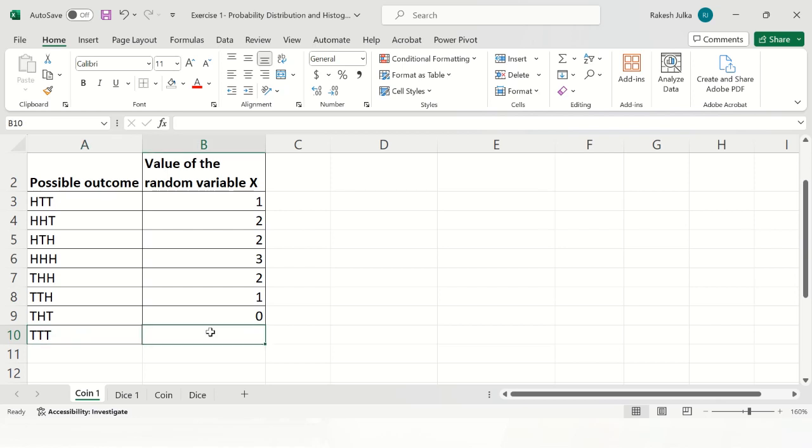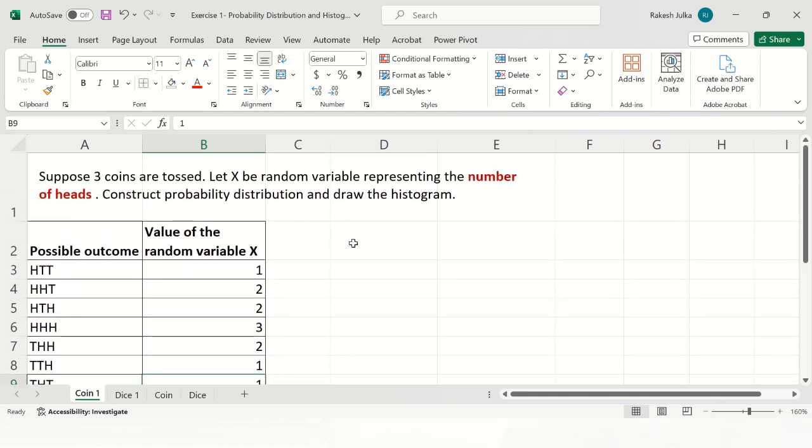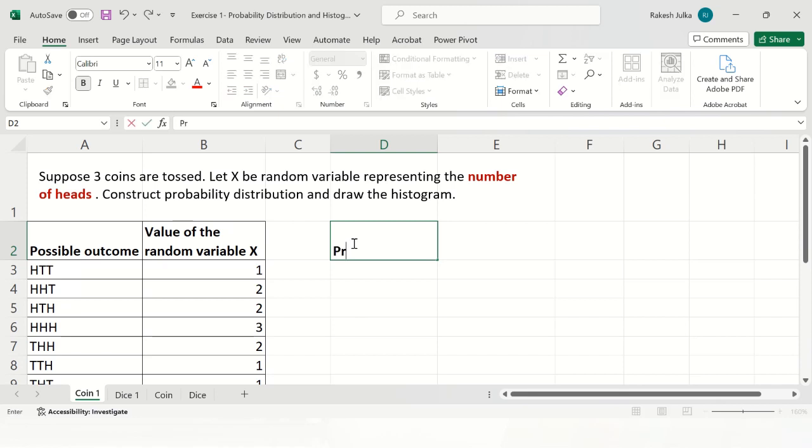So on the basis of all these values we will write some probabilities. Here in this case this will be 0, and only one head will be there. In this case again there is only one head. So we have all these values of the random variable ready. Now I'm just writing here the probability distribution, how to create it.